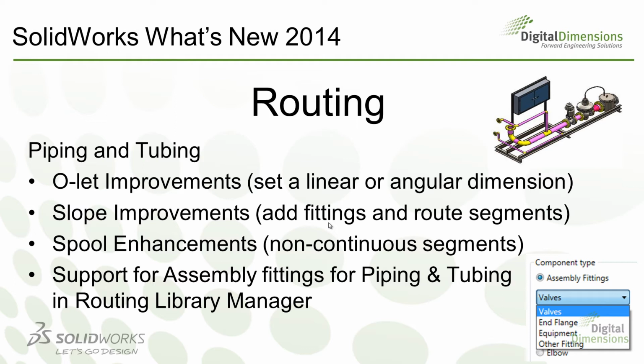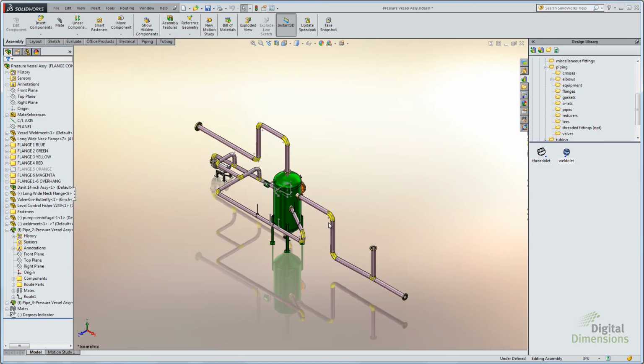And then finally, very similarly to adding assembly connectors on the electrical side of routing, for piping and tubing you can now add assembly fittings, and that includes valves, end flanges, and equipment and other fittings. So I'll show you some of that functionality. Let's go back over to SolidWorks.